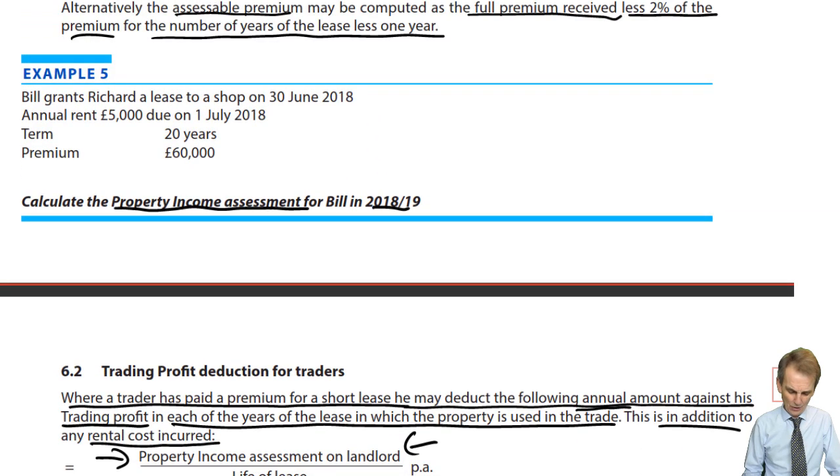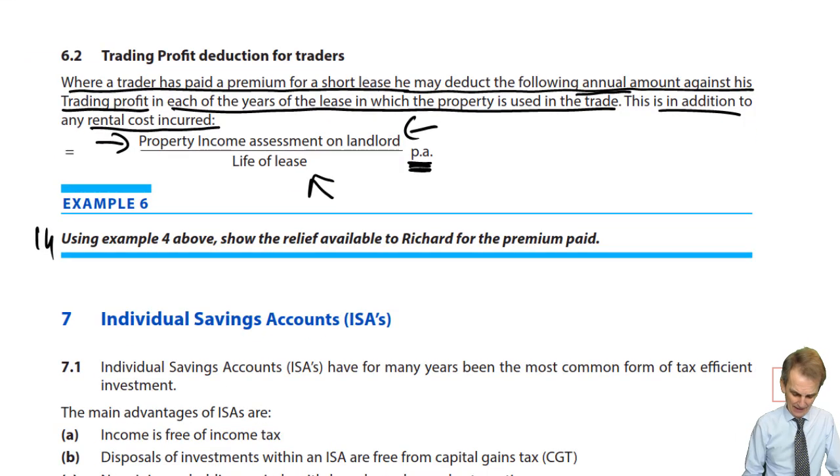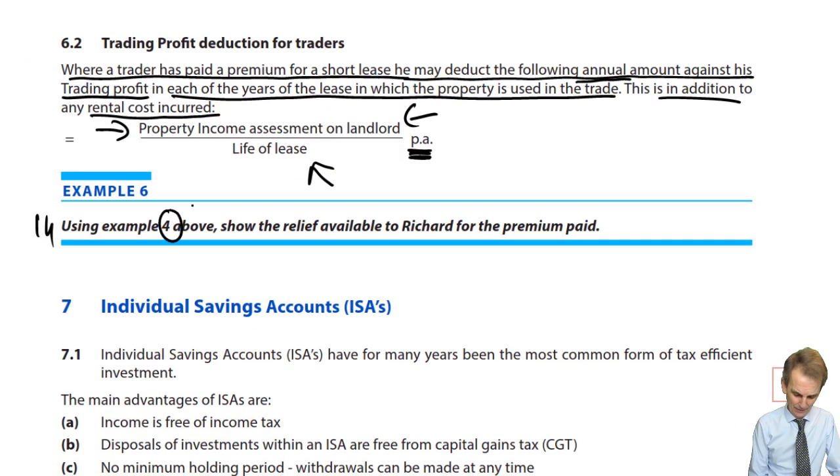based on what we saw, actually in example 5 there, isn't it? Here it says example 4, that of course is example 5. Show the relief available to Richard for the premium paid. So again, have a go at that, please. Check it out with the answer and then come back and join us for a tiny little bit of extra on these individual savings accounts.